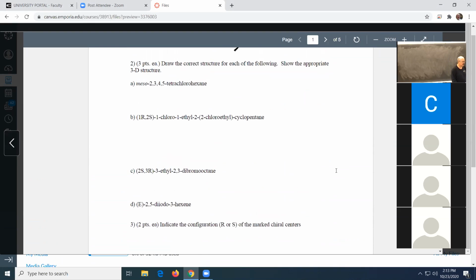Draw the correct structure, show the appropriate 3D structure.